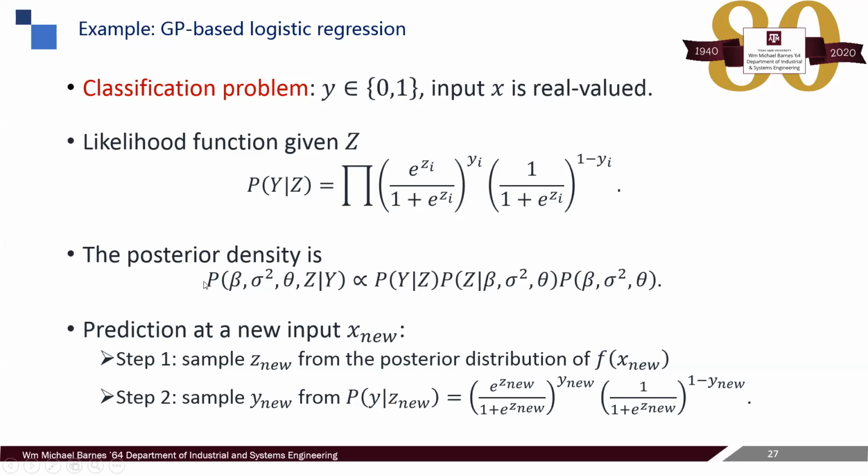That's for parameter estimation. And for prediction at a new point, what we do is to sample z new from the new posterior distribution. So F is sampled from the posterior distribution. We can sample this one because F is a GP, right? F is a GP. Now the next thing is to sample Y from the Bernoulli distribution with this probability mass function. So that's the learning and prediction for GP-based logistic regression.